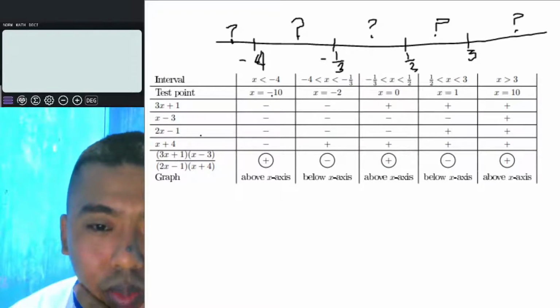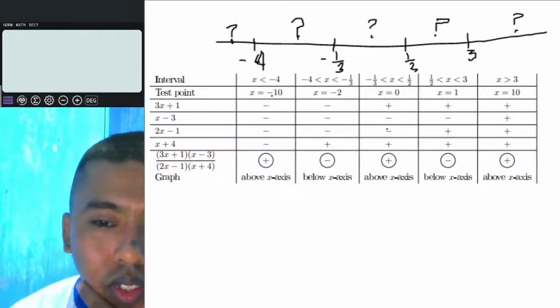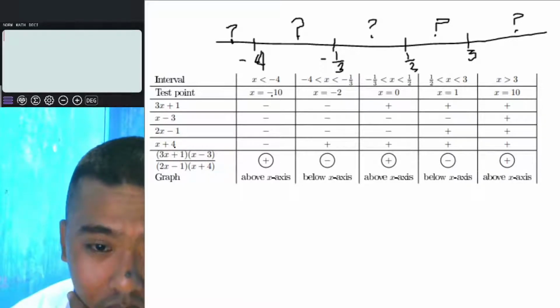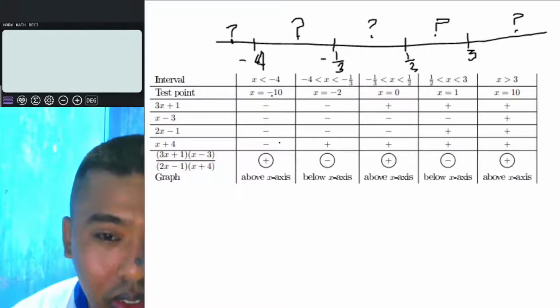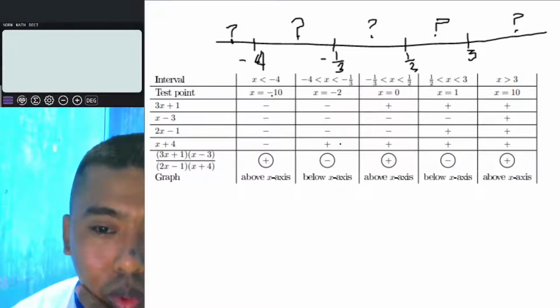Right? Next, 2x minus 1. We have negative 20, negative 21, negative 4, negative 5. Here, negative 1. Here, it's 2, it's 1, positive 1. Here, it's 20, it's 19, that's why positive. Here, x plus 4, this is negative 6, negative 6. Here, it will become positive 2, positive, positive, positive.